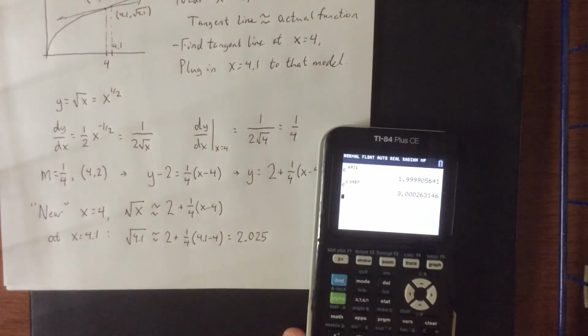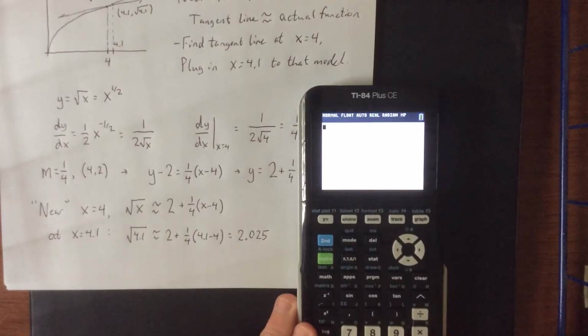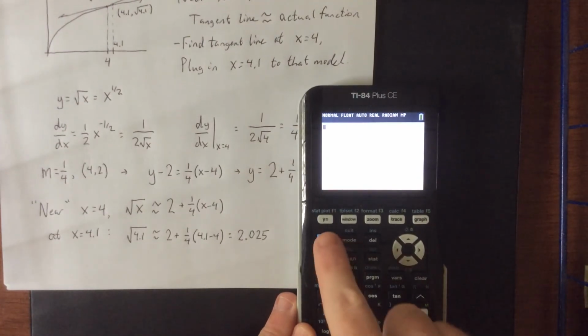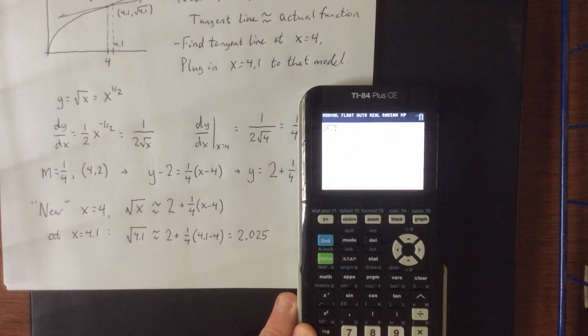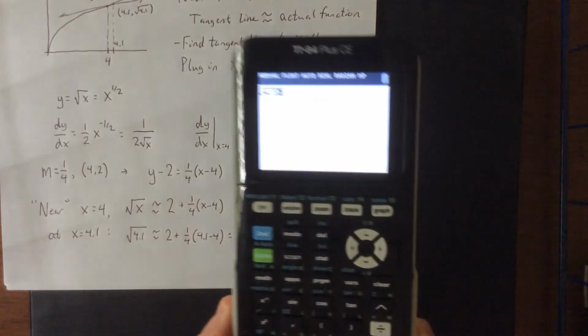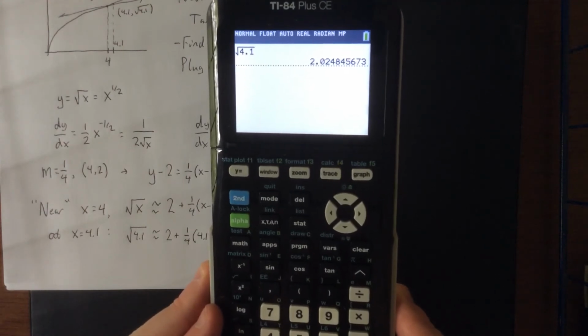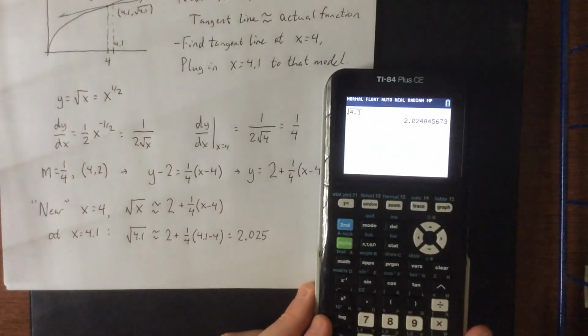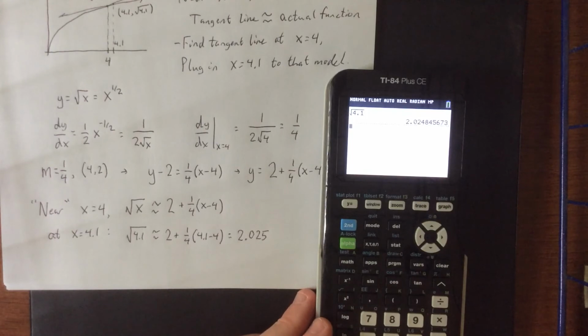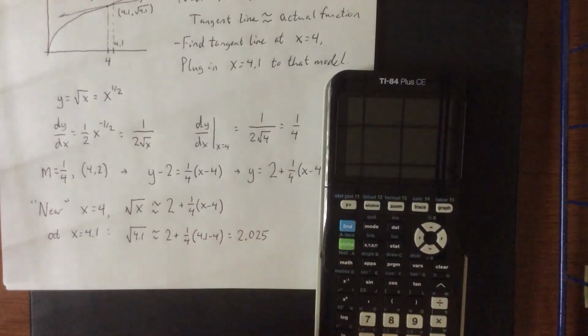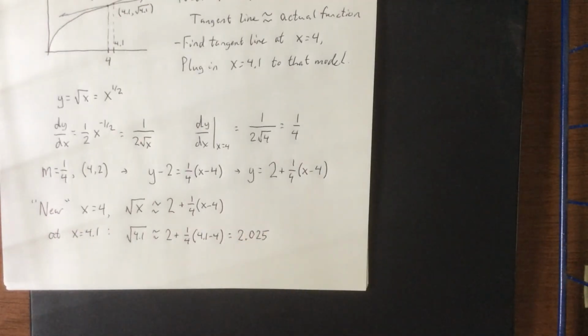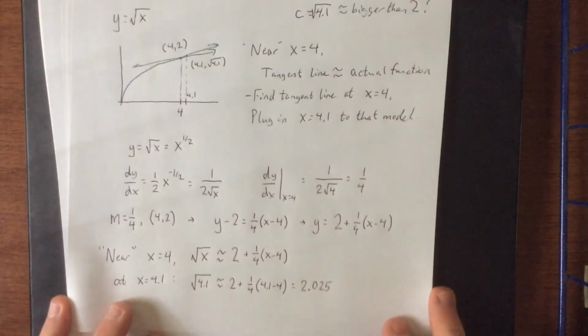Now, just to verify how good our answer is, I would like to grab the calculator and say, how much is the square root of 4.1? Calculator tells me that that's about 2.0248. We got 2.025 without even having to resort to a calculator. I would say we just did pretty well. In the next video, I'm going to generalize this as we talk about the linearization of a function.